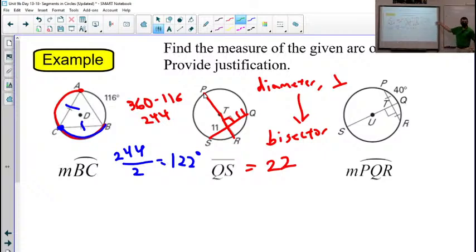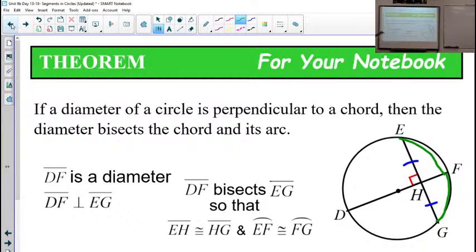Now, I want to go back and show you the theorem again because once again, we have a diameter. Once again, we have it perpendicular. So once again, that means that we are bisecting. But I want to remind you that the theorem said that we are bisecting the chord and its arc.